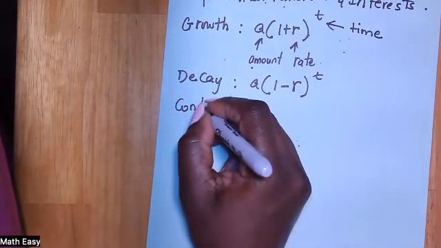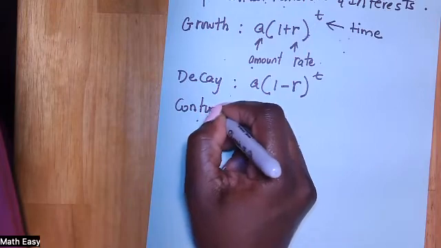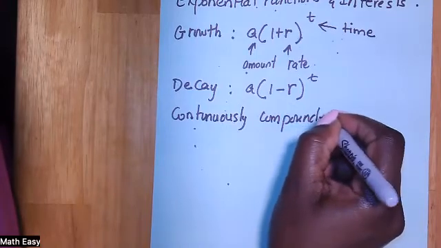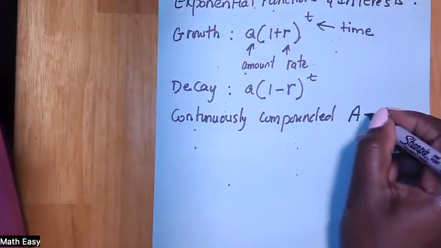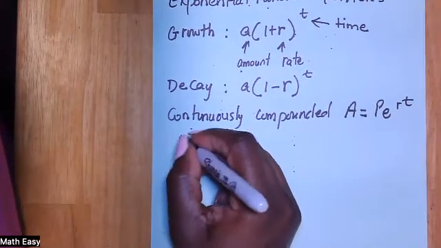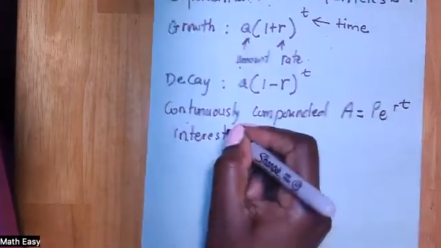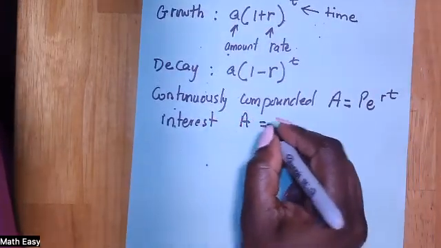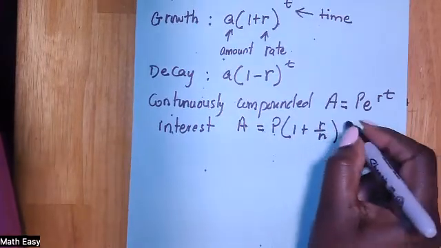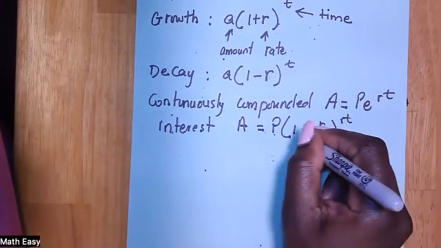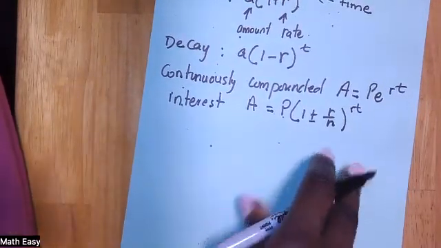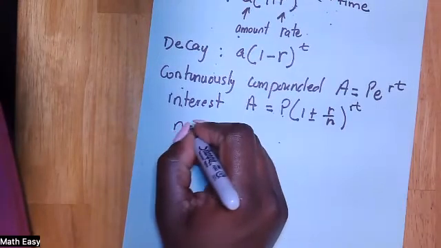Another term you may see is continuously compounding. And when you see that, you're going to use the formula A is equal to P e^(rt). And if we're dealing with interest, we will use A equals P times (1 plus r over n) to the power of nt, plus or minus if it's an increase or depreciation.